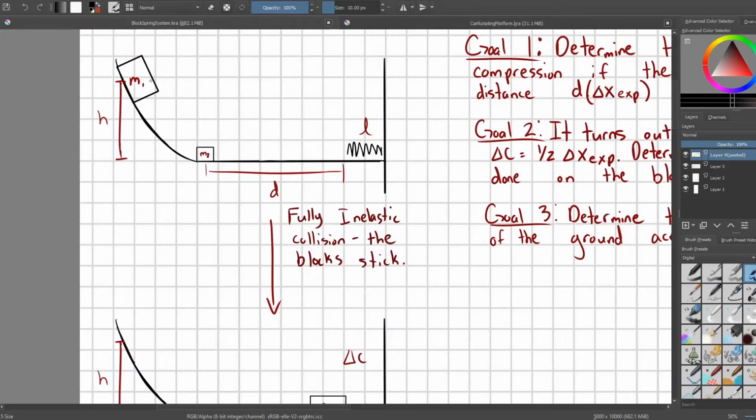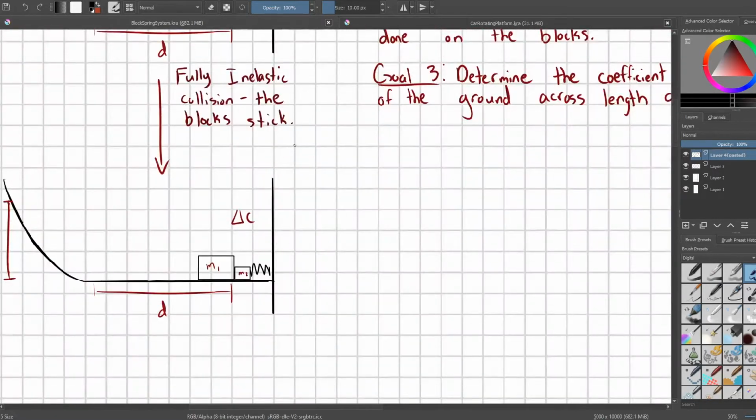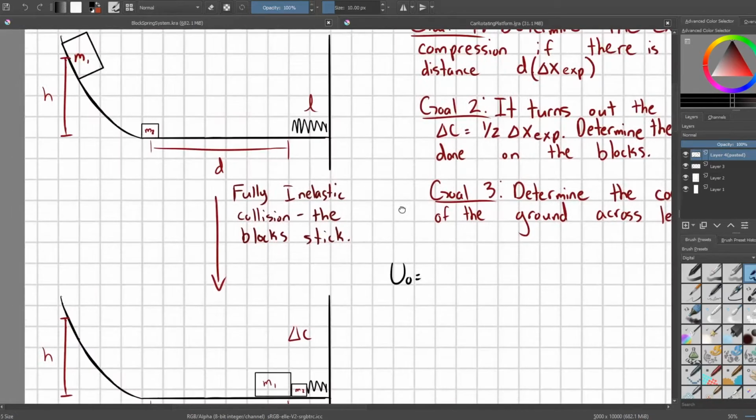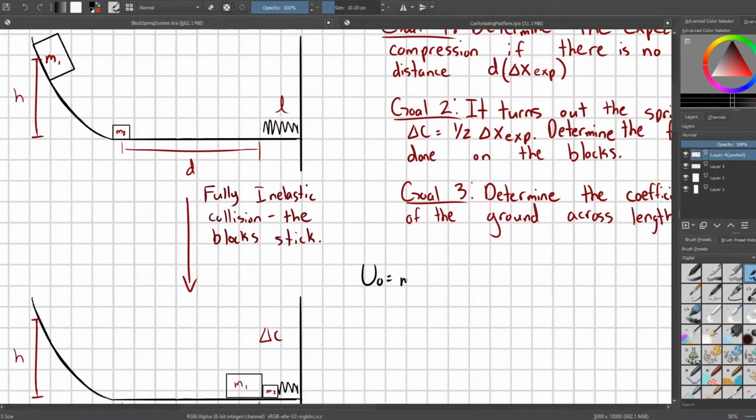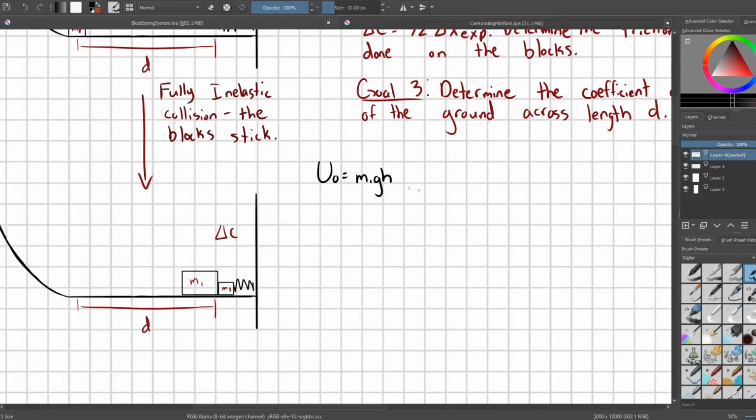Okay, so our energy is coming from our gravitational potential energy, right? Because this block M1 is initially on a hill. So let's go ahead and make a note of that. We know that our initial potential energy is M1GH. Now, after M1 falls this height h, all of that potential energy is being converted into kinetic energy. There's no work due to friction because I said that the slope was frictionless.